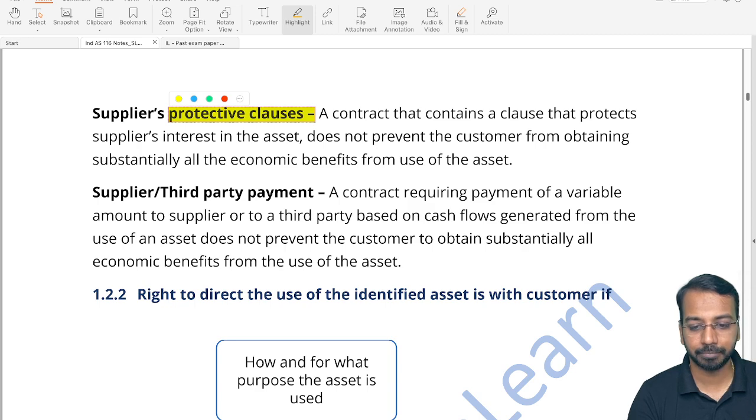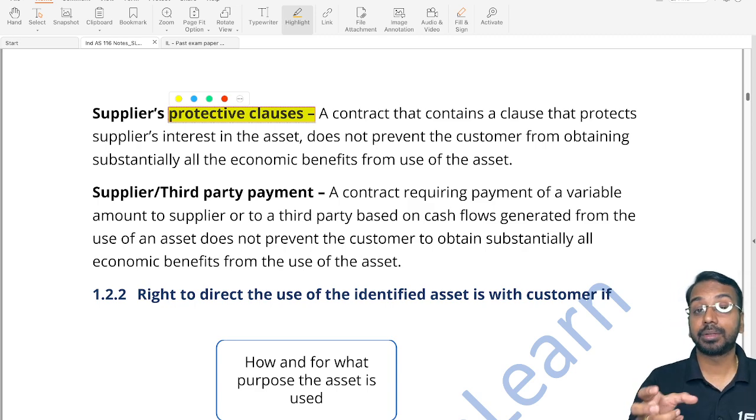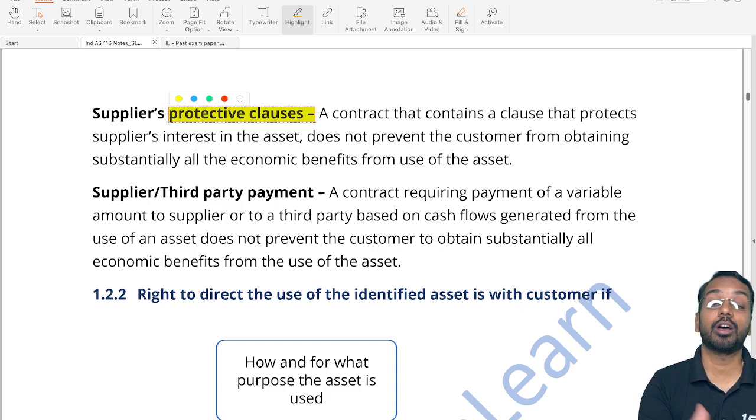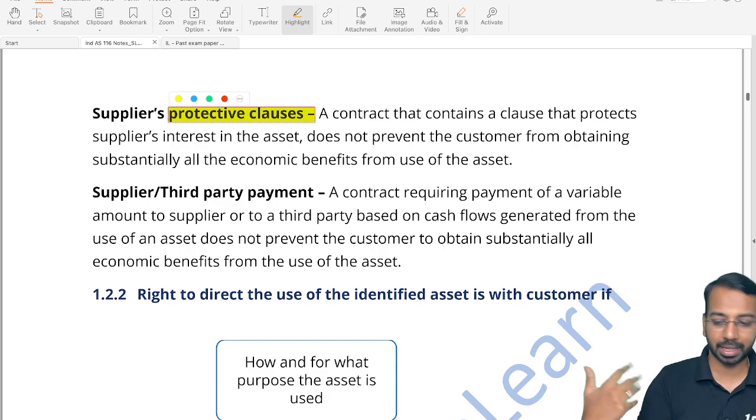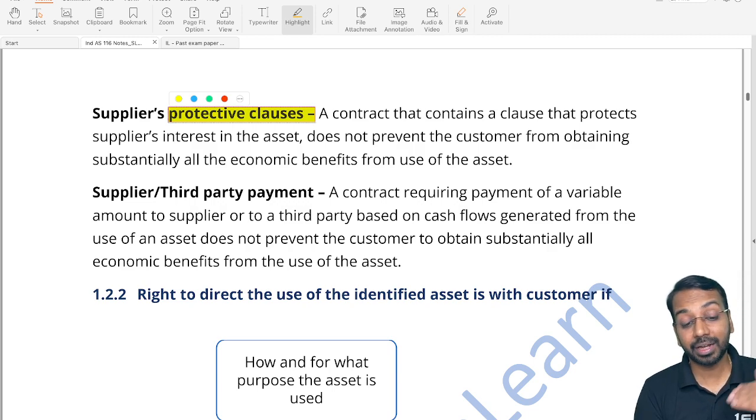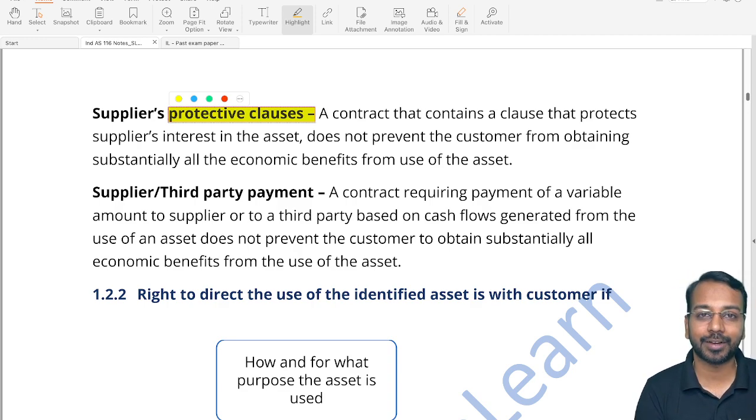Okay. Then, sometimes the customer may be required to pay something to a third party or to the supplier based on the output. We will come to this in variable consideration subsequently. Even if you have to make the payment for using the asset, for example, 1 rupee per kilometer, even in that case, the customer will have the right to obtain substantially all of the benefits from using that particular asset.